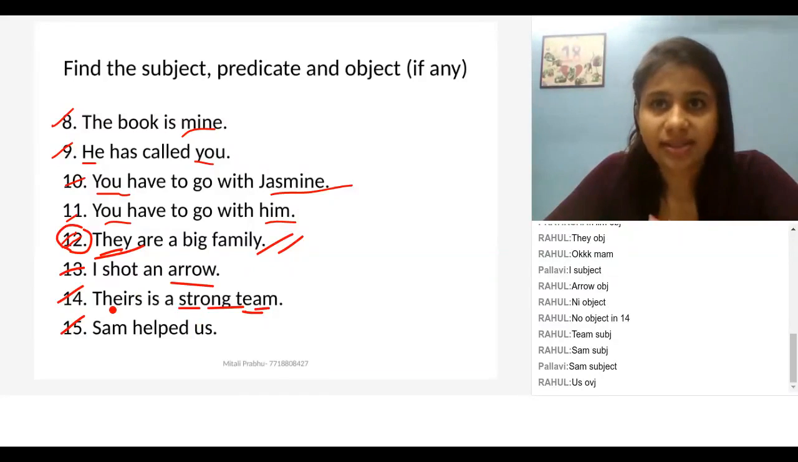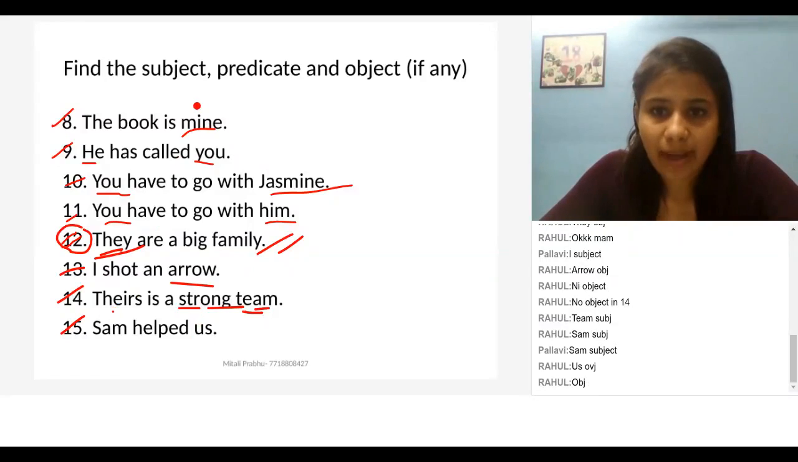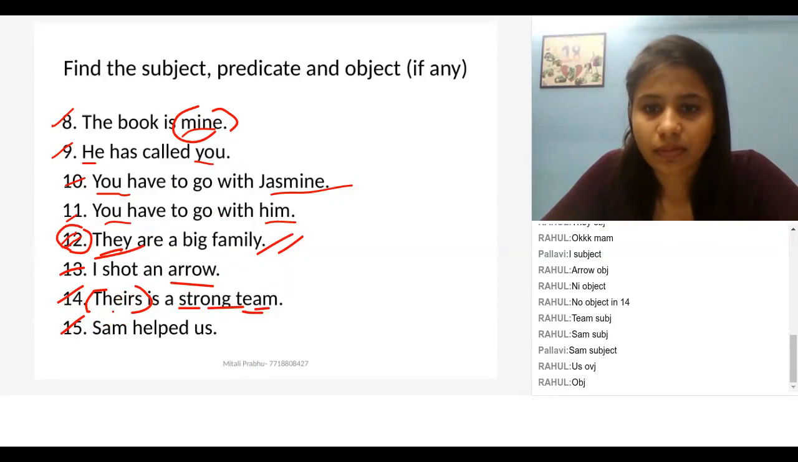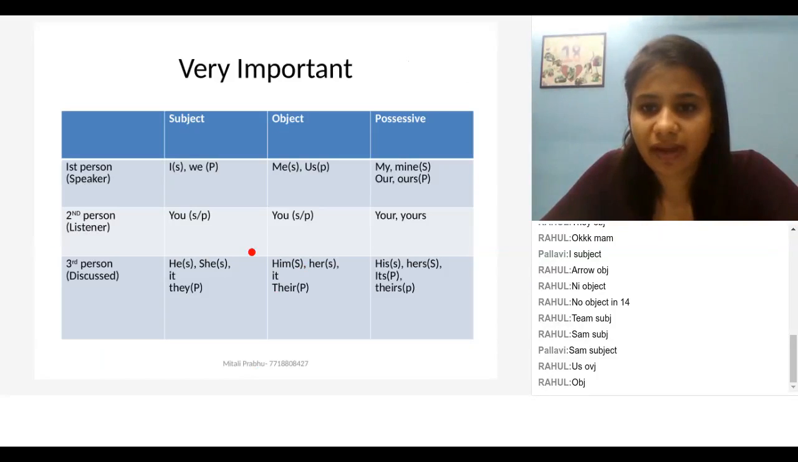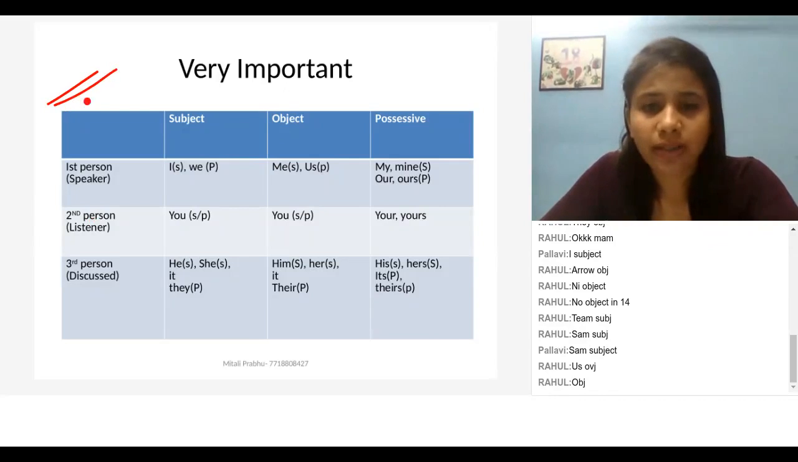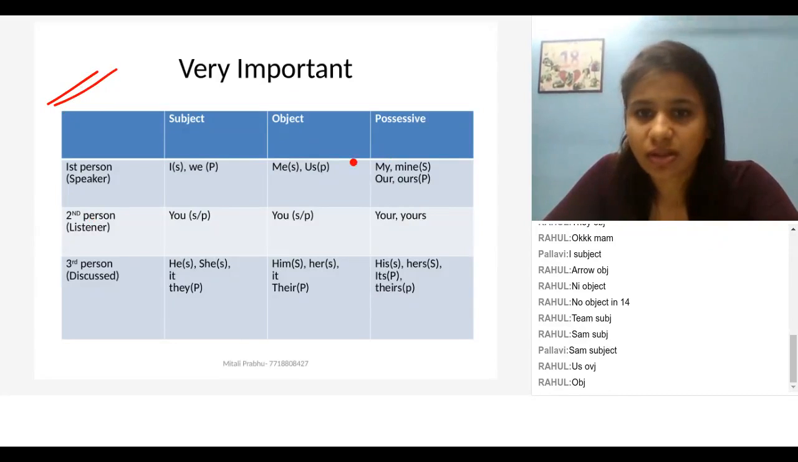In this case, if you see mine and theirs, these are possessive cases. Yours, theirs, ours. These are possessive cases of pronouns. So if I give you this in tabular form now, this table is very, very important for all the topics ahead and especially for pronouns. You have to know this topic. So that is why I told you.